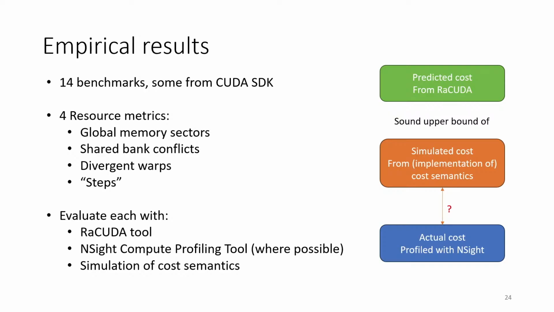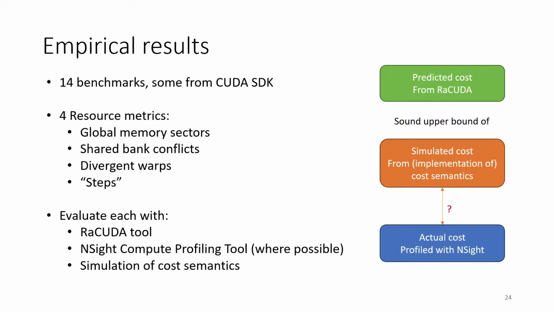One just counts the number of sectors or global memory transactions. One counts the number of shared memory bank conflicts. One counts the number of times you encounter divergent warps, where different threads within a warp will take different paths. And then we have a metric we call steps, which attempts to combine the other 3 into an approximation of running time.